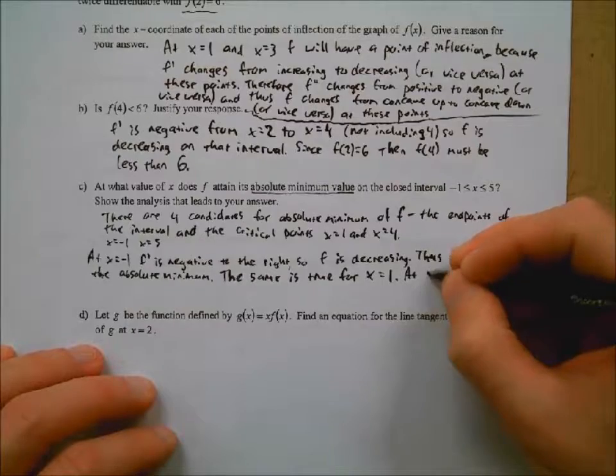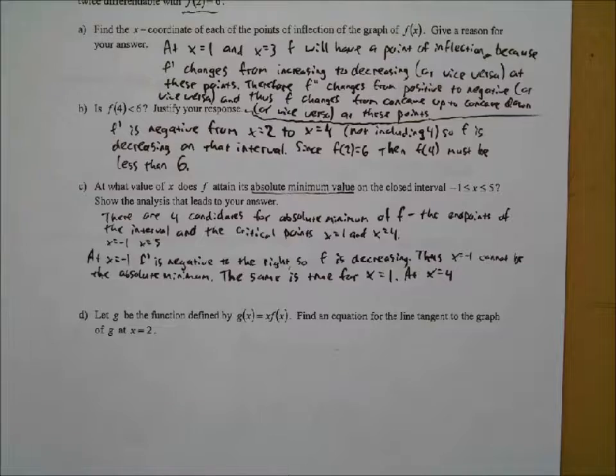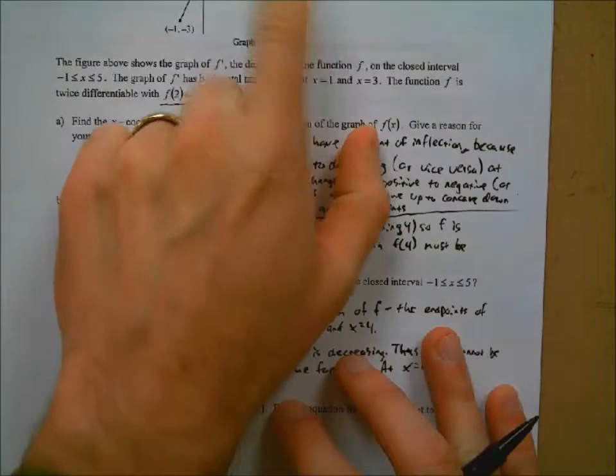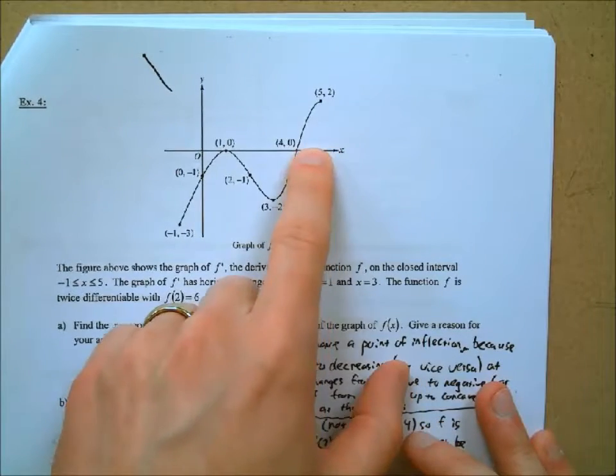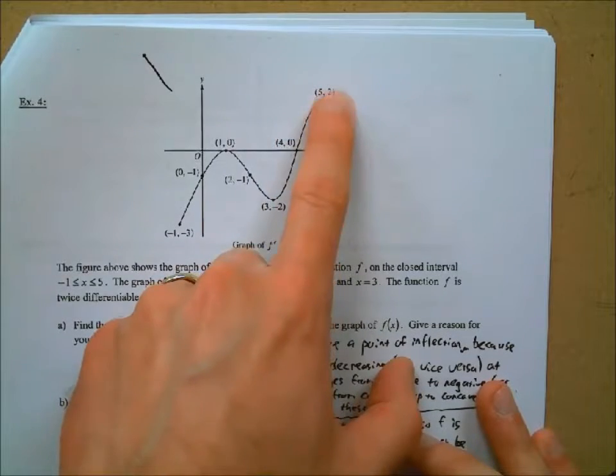At x equals 4, what behavior do we observe there? To the left of 4, the derivative is negative. To the right of 4, the derivative is positive. Which indicates what? A relative minimum. And since f prime is positive between 4 and 5, 5 will be higher than 4. So f of 5 will be higher than f of 4. So 4 must be the absolute minimum.